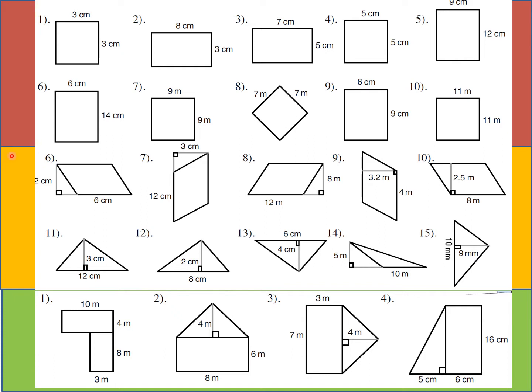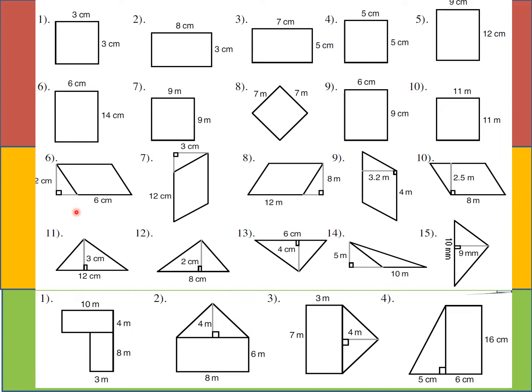So the very first row, questions 1 to 5, just rectangles or squares. Really easy, base times height. Same for the second row. When we get to the middle section, we start getting some of these parallelograms.